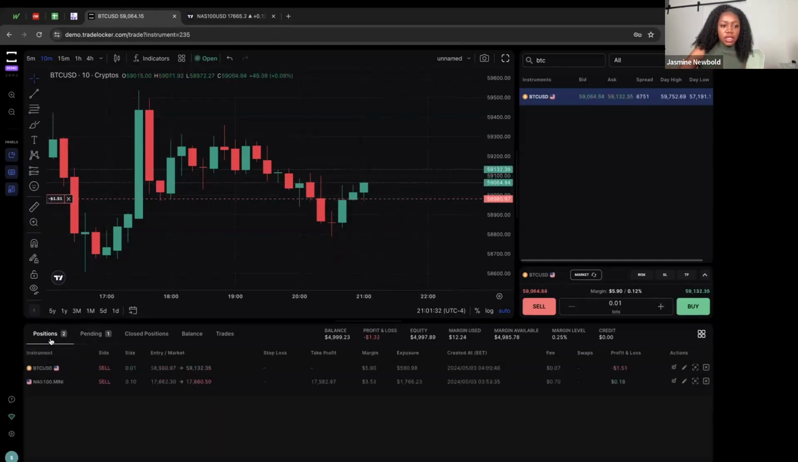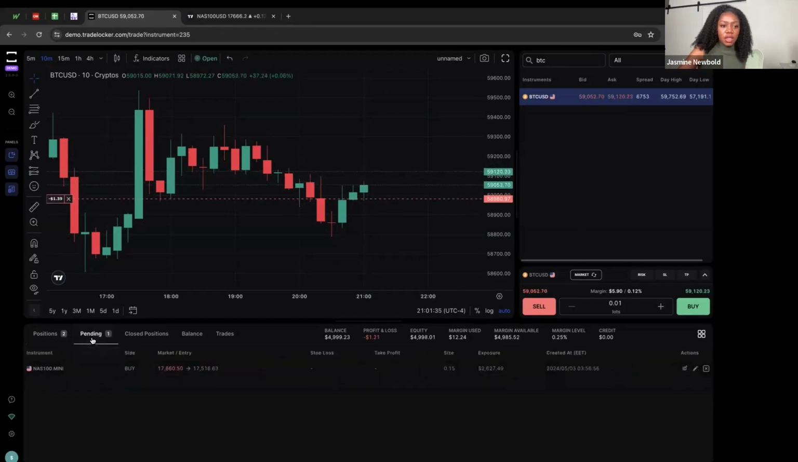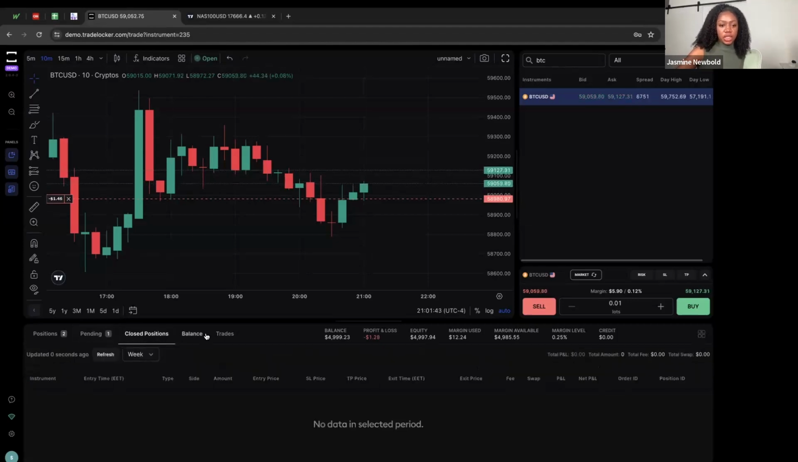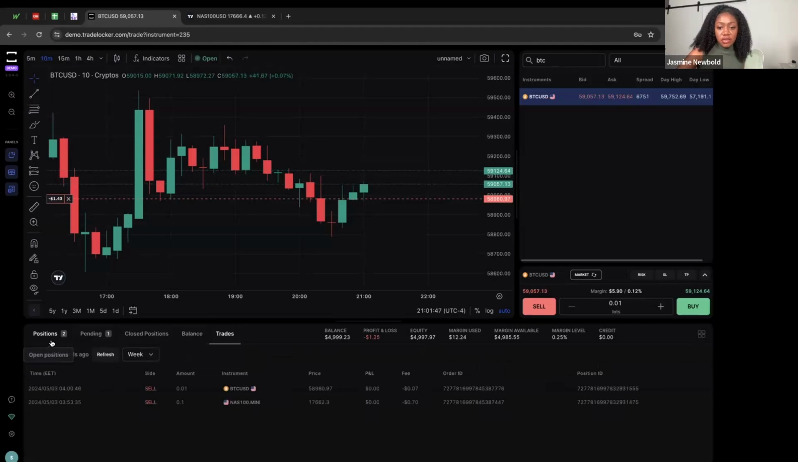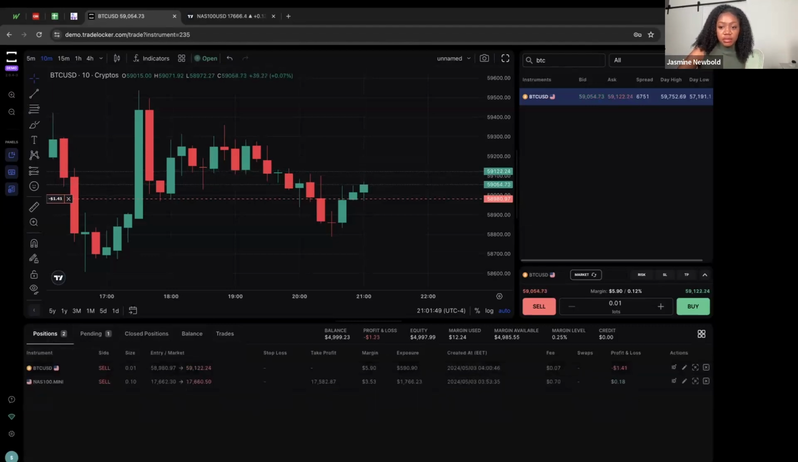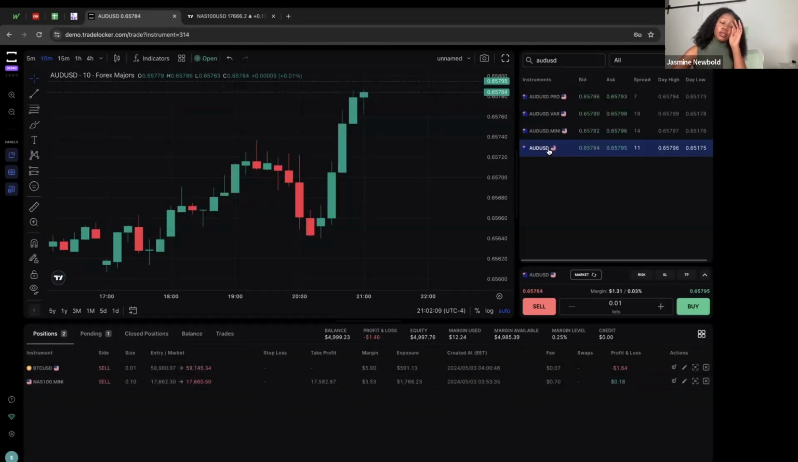So down here, you'll see your open positions, and then you'll see your pending positions. Those are any limit buys, limit sells that you have open, and then your closed positions. And it'll tell you your balance, and you can see all the trades that you've taken and all of that. Yeah, so I think in the slideshow, I said that AUD is like $1 something to get in.